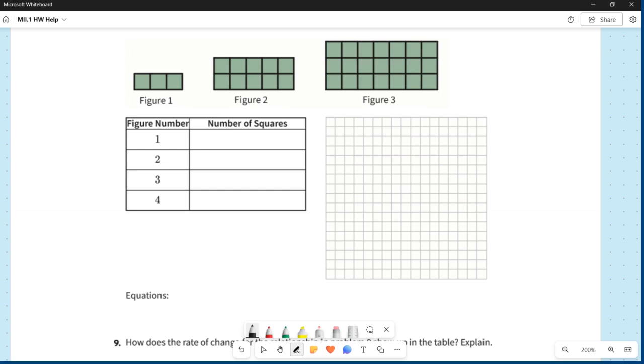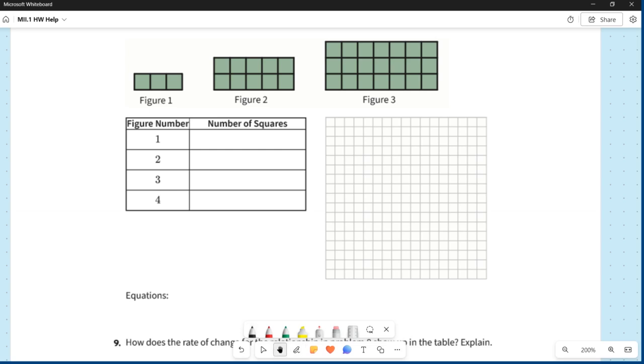So we have figure 1, figure 2, figure 3. They're all rectangles. They're comprised of a bunch of smaller squares. We have a table here describing figure number 1, 2, 3, and 4. Notice that 4 is not shown. We're being asked to find the number of squares. We have a space for graph, and then we have space to write equations.